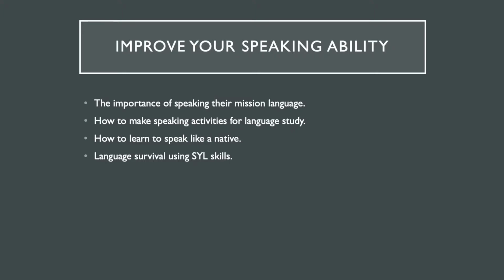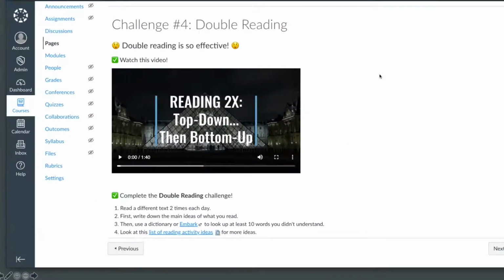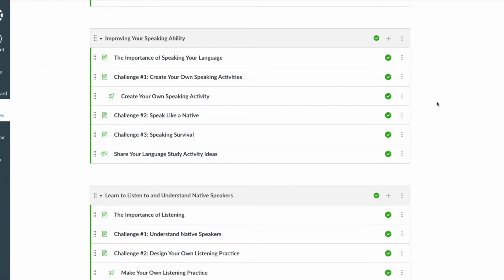So let's look at the module in the course. Right here is the module in the course, Improve Your Speaking Ability. Now you might notice that there's always going to be an activity that talks about the importance of the skill. And here we're teaching them how to make their own speaking activities. And there's a quiz here.